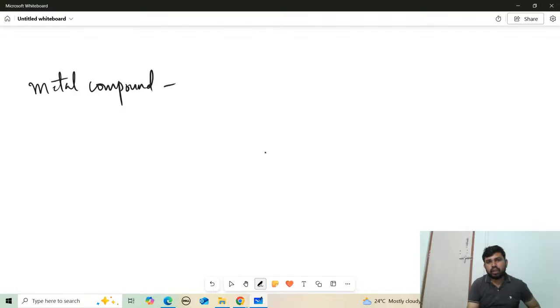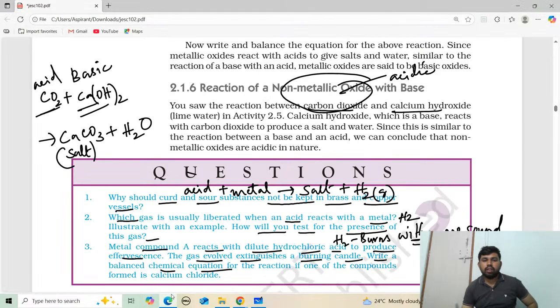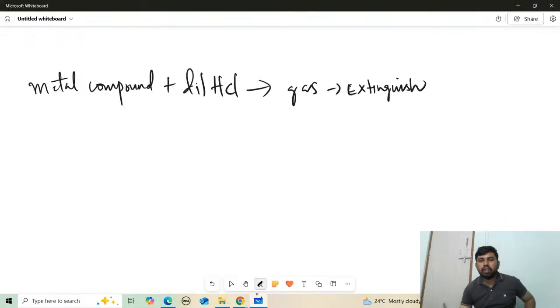The compound reacts with dilute HCl. What are they saying? A gas is going to be produced. Which gas are they talking about? You can see what they have given here: it extinguishes the burning candle. Extinguishing a burning candle means this gas is CO2.